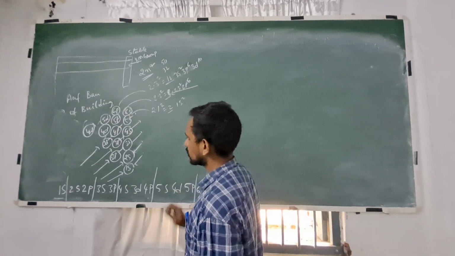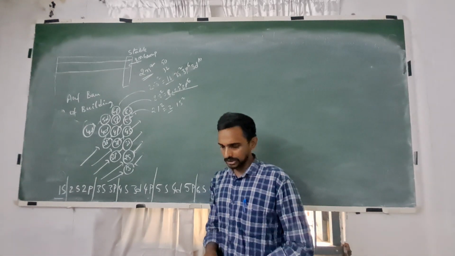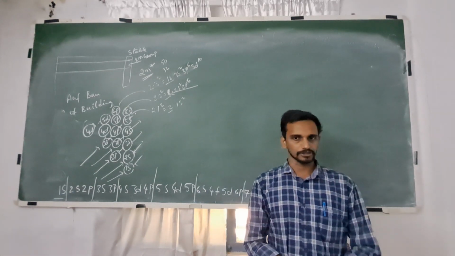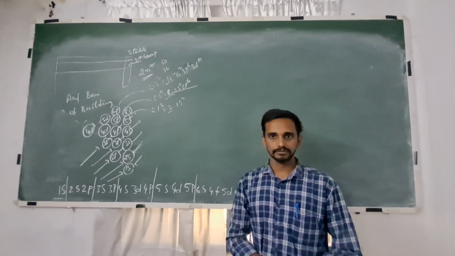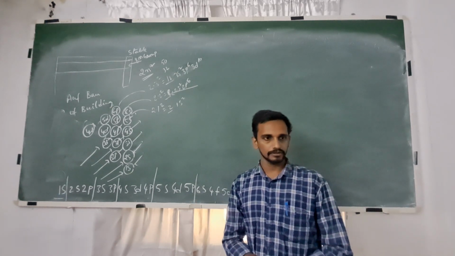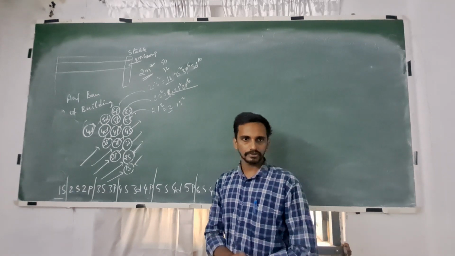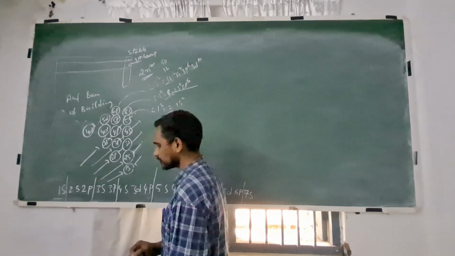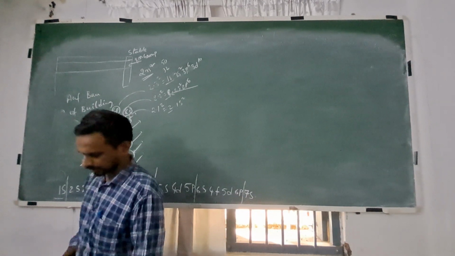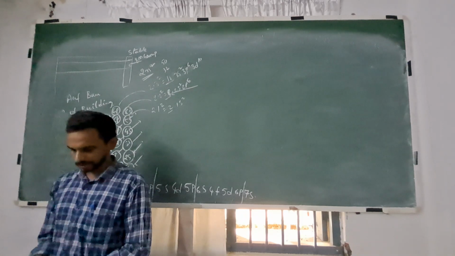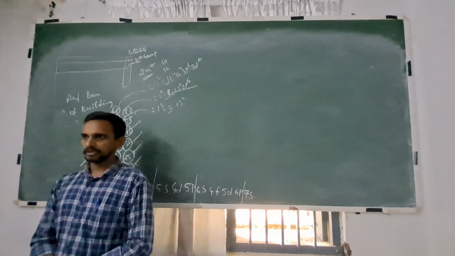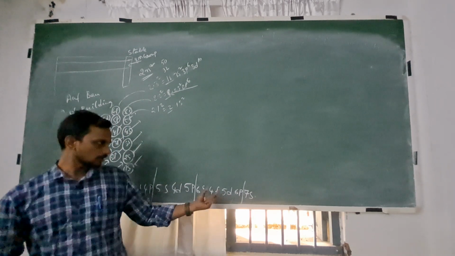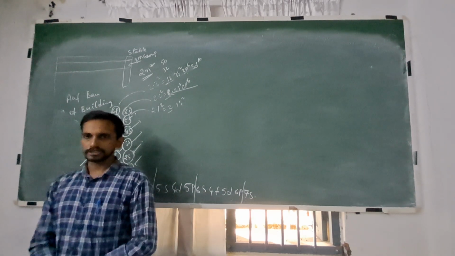Okay, so octet configuration is stable and all atoms try to attain octet configuration, because that is the maximum limit that we can fill in the outermost shell. And the outermost shell is responsible for all bonding, electronic properties, chemical reactions and all. So all we bother about is only octet configuration.